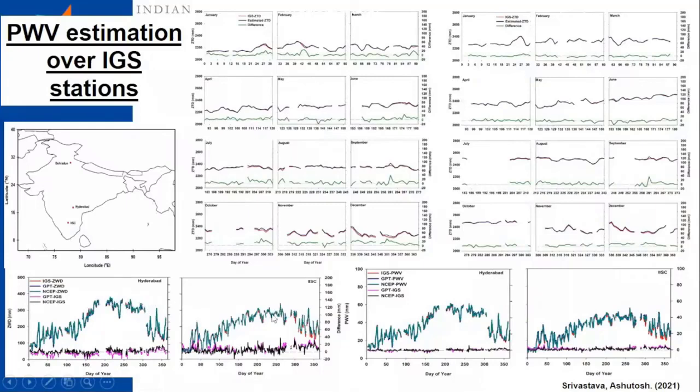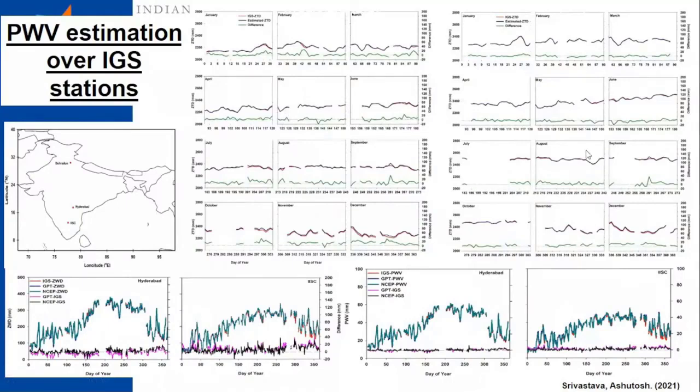Similarly, on the right side, the PWV, because the wet delay is high, the precipitable water vapor is also going high. It is going to around 60 mm. And if you see the differences, it is very close to zero, maybe 1 mm or 2 mm difference. So these are the analyses which were taken for the Hyderabad and IISc stations, the IGS stations.